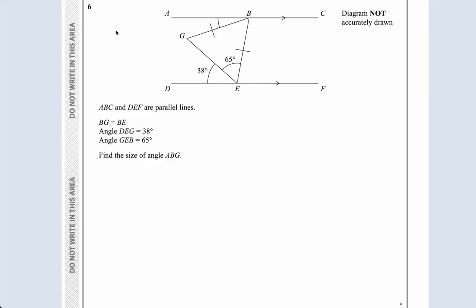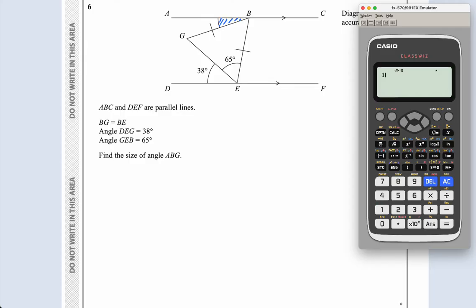Okay, question 6. A, B, C, and D, E, F are parallel. BG equals BE, so they are equal. Find the size of angle ABG. So we're trying to find this one here. As soon as you know an angle, guys, write it in. Like here, straight away, I know this angle is 180 minus this minus this. Let's do that. 180 minus 65 minus 38.